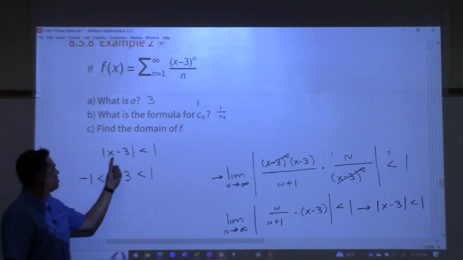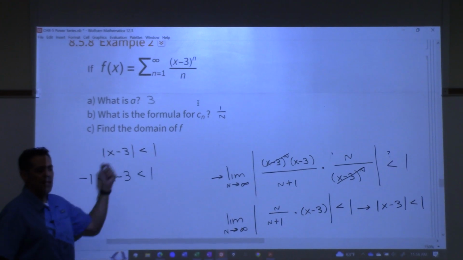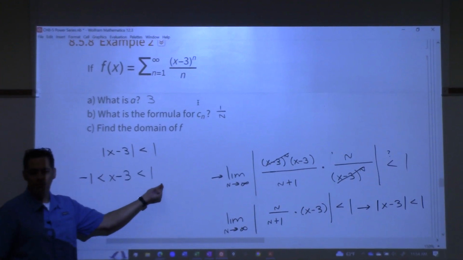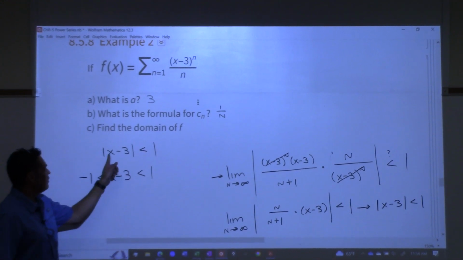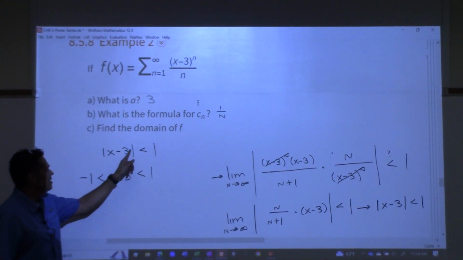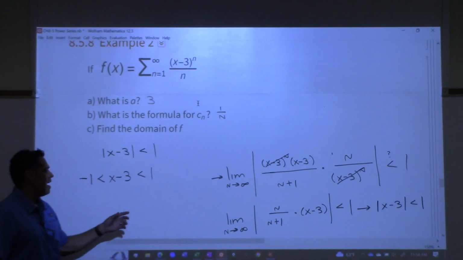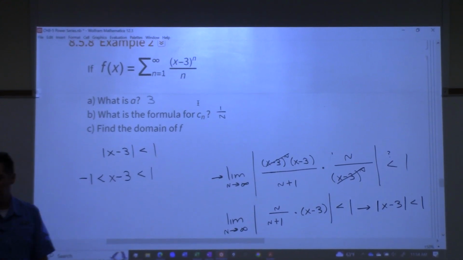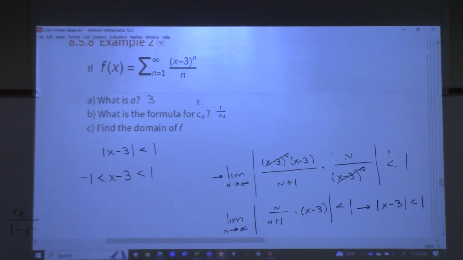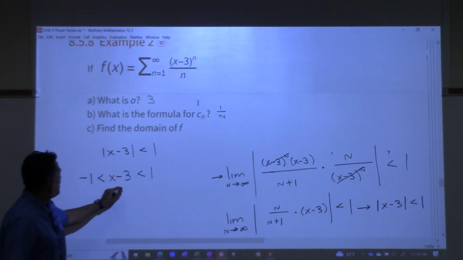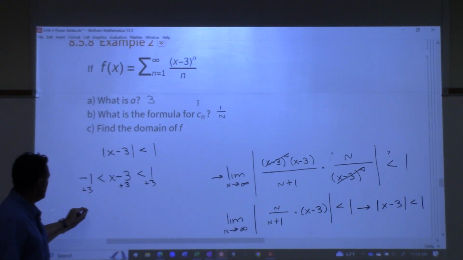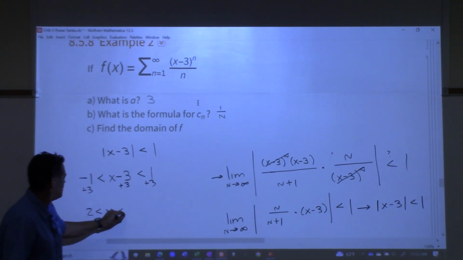To say that the absolute value of x minus 3 is less than 1 means that x minus 3 must live between -1 and 1. The distance from a number to 3 has to be less than 1, means that this has to be smaller than 1 or greater than -1. That's just the standard procedure. And now, let's get x by itself. Let's add 3 to everything. And you get 2 less than x less than 4.